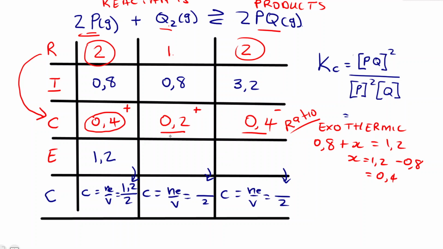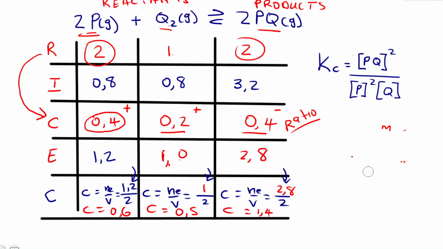Now you have to take these values and substitute them into our Kc expression. So we'll substitute all of these and then we'll calculate our Kc. So that is the calculation that you wanted to do. So let's substitute now. Kc is equal to the concentration of PQ, we said it's 1.4, then you square it. The concentration of P, we said 0.6, then you square it. The concentration of Q2 is 0.5.